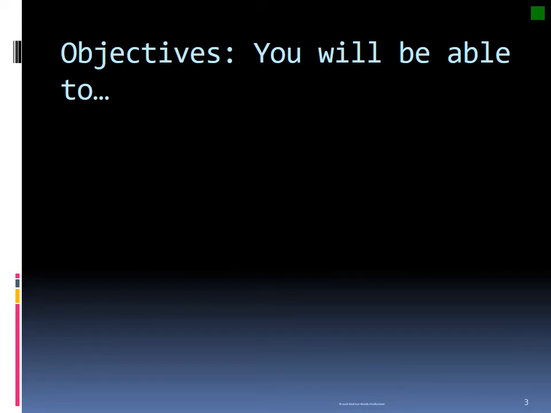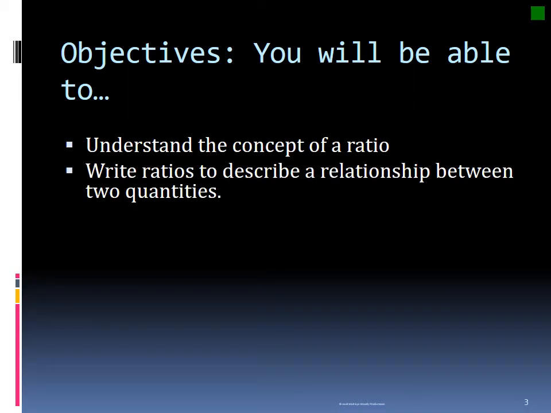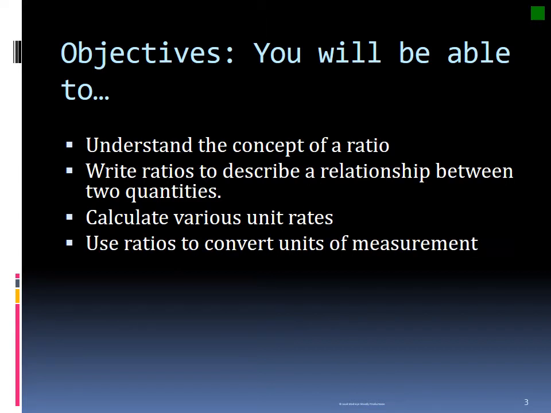This video lesson is going to instruct and demonstrate how to do several different things. First, you're going to understand the concept of a ratio. You'll be able to write ratios to describe relationships between two quantities. You'll be able to calculate various unit rates. You will be able to use ratios to convert units of measurement.